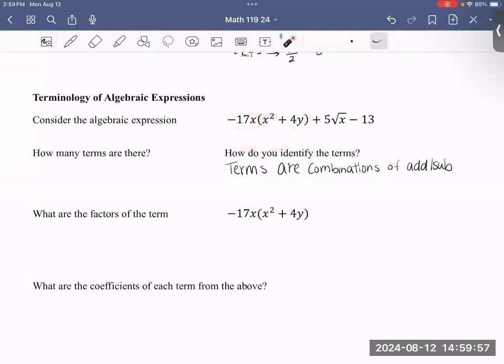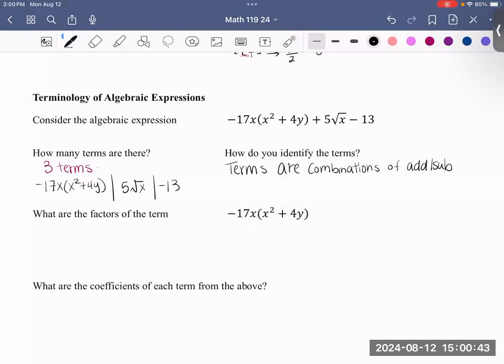We don't really care that x squared plus 4y is happening, right? We don't care about that addition, because the real big picture in this first term is that you're multiplying these two ideas together. And then again, you're multiplying this 5 with your square root of x. And then you have this 13 that's hanging out, right? So really, how many terms are there? Well, there's 3 terms. You have the -17x, x squared plus 4y, that's 1 term. You have 5 square root of x, that's another, and this -13.